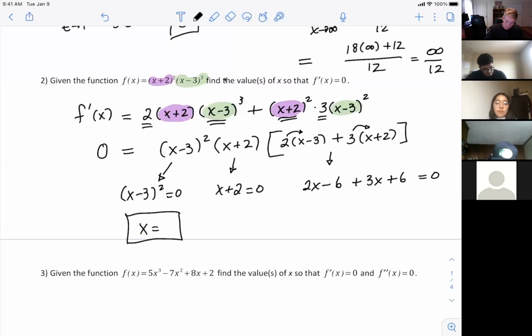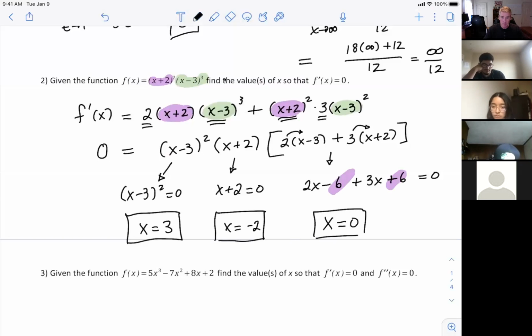So for this first one from the x minus 3, the answer is going to be 3. For this middle one, the answer is going to be x equals negative 2. And over here, the negative 6 and positive 6 will actually cancel each other out. So that would just leave 5x equals 0, which means that x equals 0 is going to be the third answer.